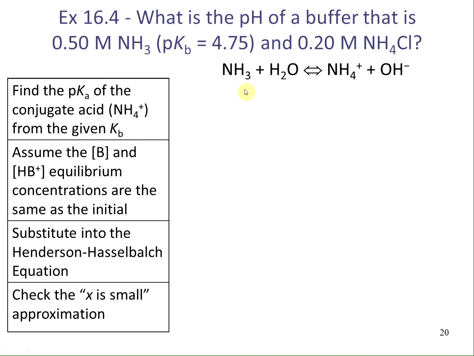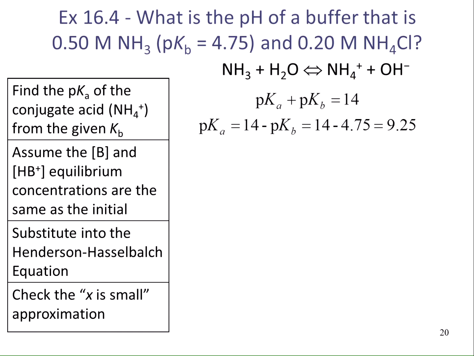To start this problem, I've written out the chemical equation. Ammonia plus water will form an equilibrium to make ammonium hydroxide. Since they've given me the pKb, I'm going to solve for the pKa, and the pKa plus the pKb equals 14. So 14 minus the pKb equals 9.25. I can then plug this into the Henderson-Hasselbalch equation so that the pH equals the pKa plus the log of the base over the acid.